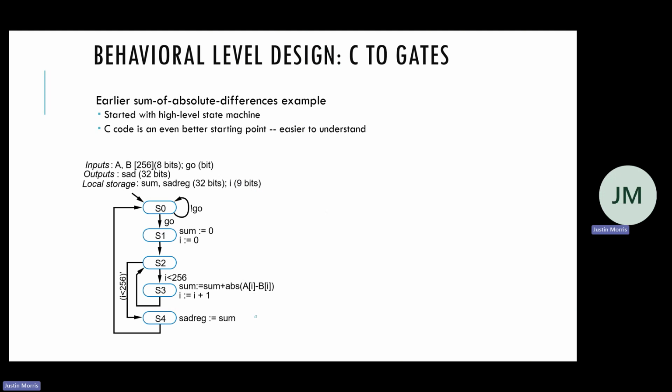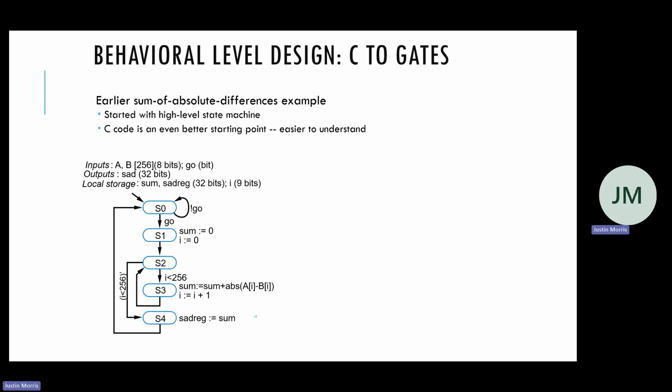So here was our high-level state machine for summing the absolute differences between two frames of video data, right? We started with the description of the problem. But descriptions can be kind of ambiguous, maybe a little bit misleading. They're not very detailed all the time. If you just describe something to someone and ask them to tell you the requirements back, they might tell you something different, right?